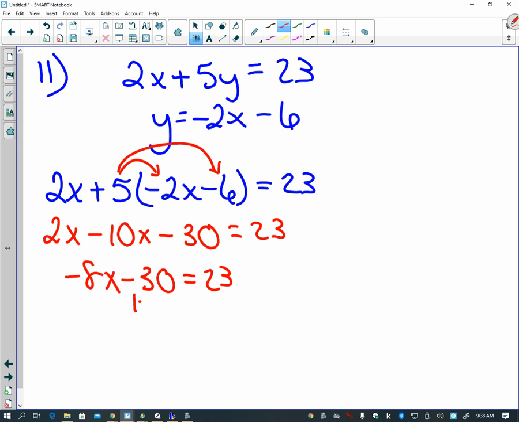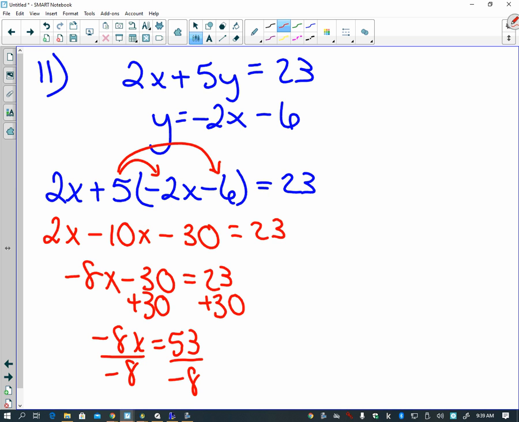At the 30, what do we call that when we do that? What property is that? If we had to justify our step there, what would be our reason? What property of equality? Addition property of equality. So I got negative 8x equals what? 53. Now what? Divide by what? Negative 8, and we call that what? Division property of equality.